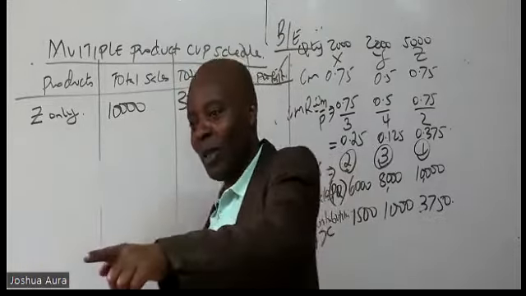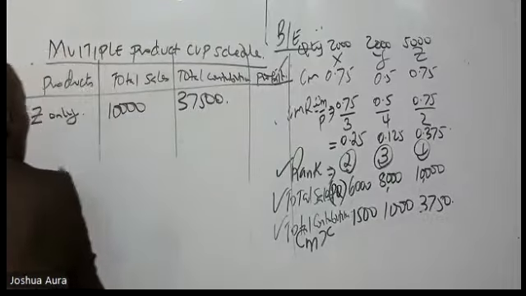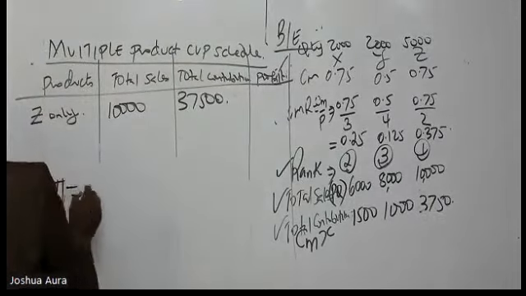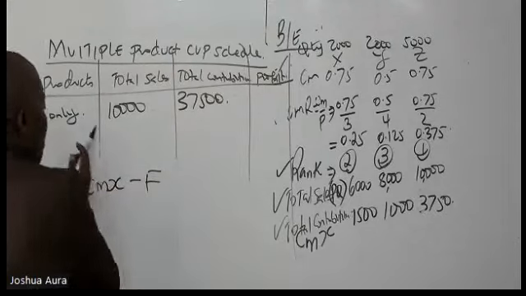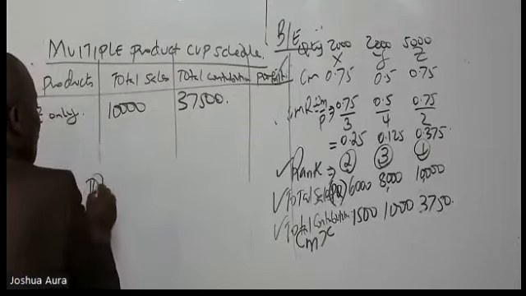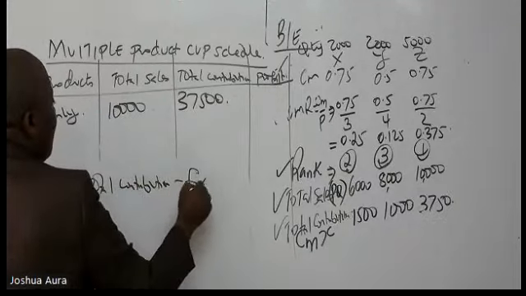Thank you so much, Robert Mwangi. Robert ameniambia kitu ya maana sana, ameniambia mwalimu, mimi najua kutafuta profit. Atukwamba mimi najua profit is CMX minus fixed cost. In short, profit is total contribution minus the firm's fixed cost.